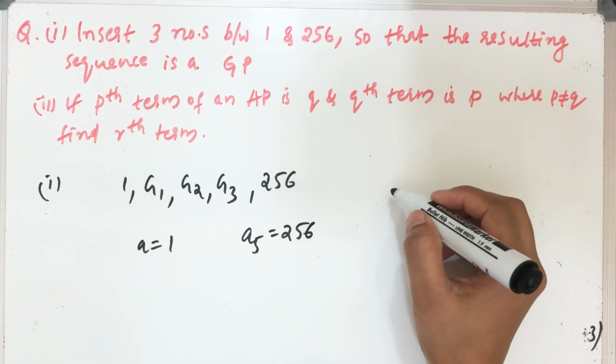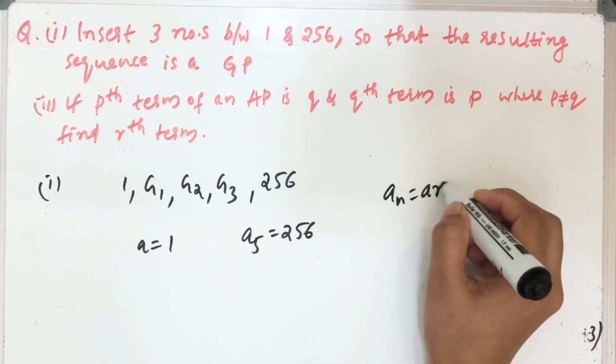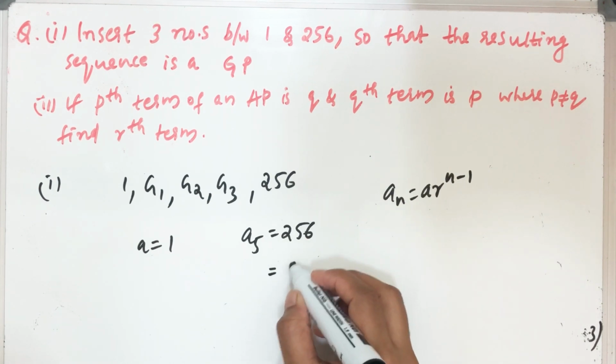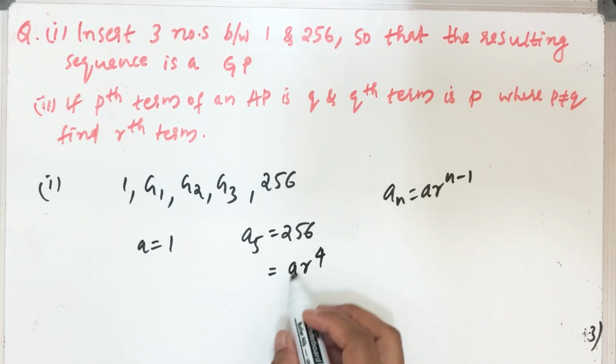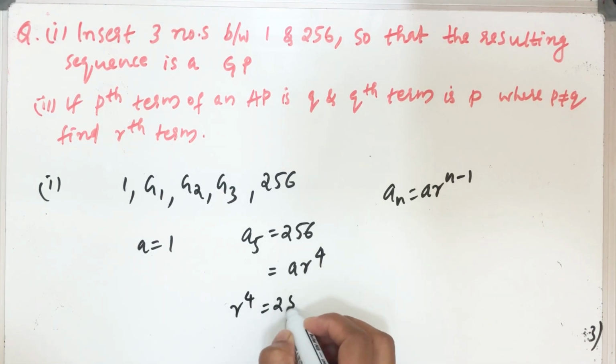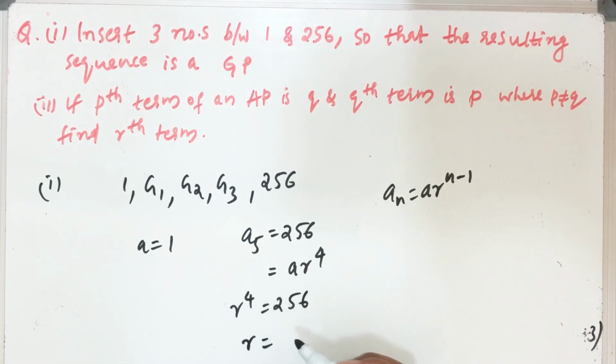We know the nth term an is equal to ar raised to n minus 1 for a GP. So we can say this is nothing but ar raised to 4. We know a equal to 1. That is, r raised to 4 is equal to 256. So r is equal to the fourth root of 256.